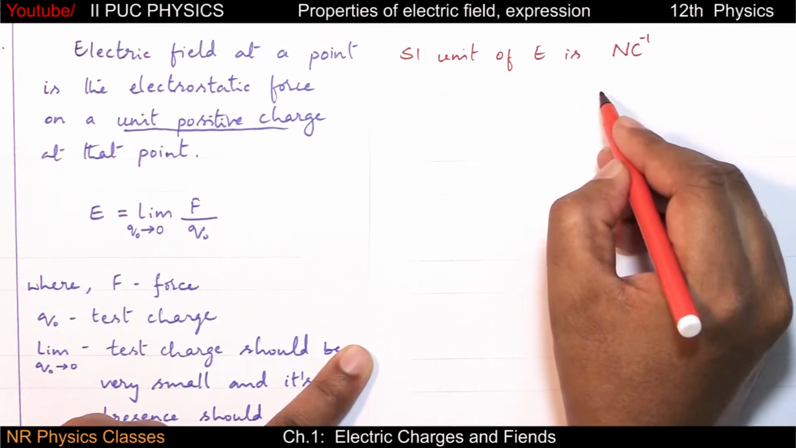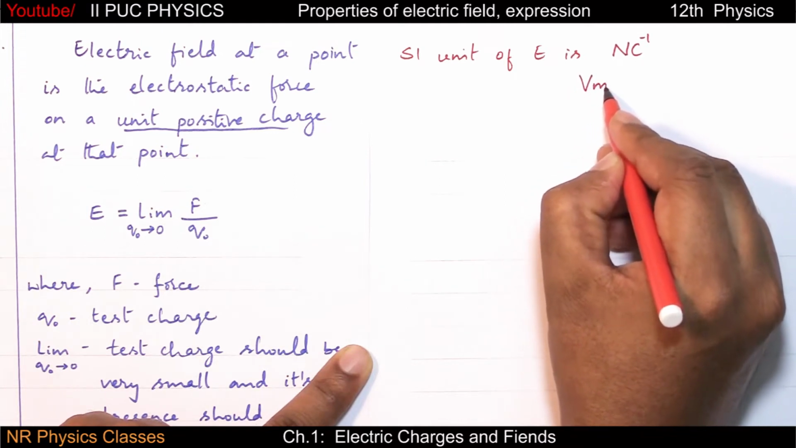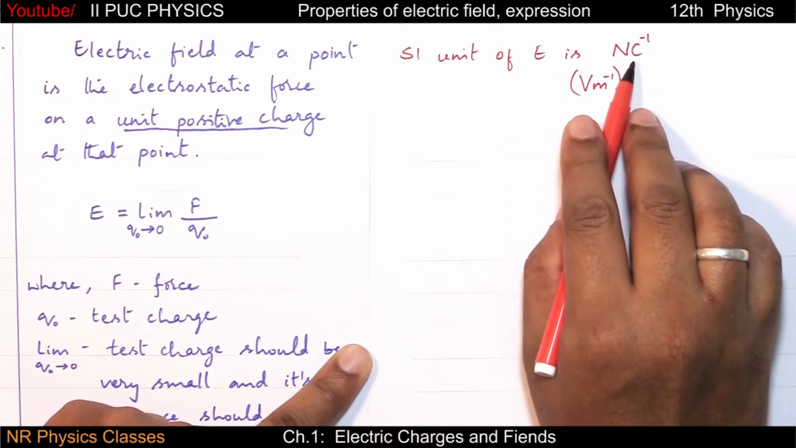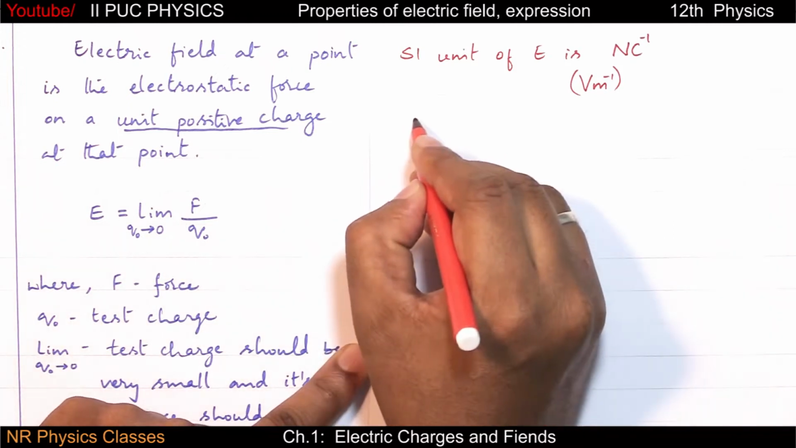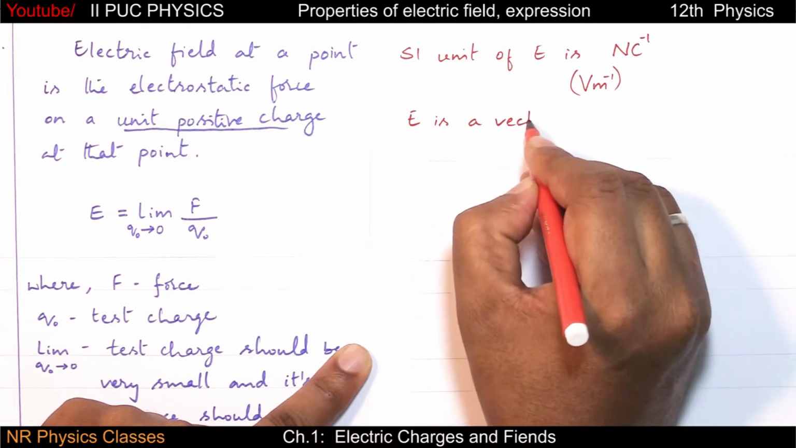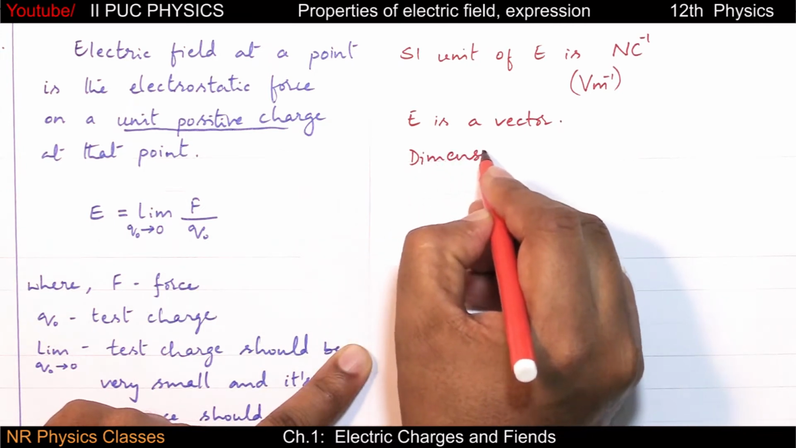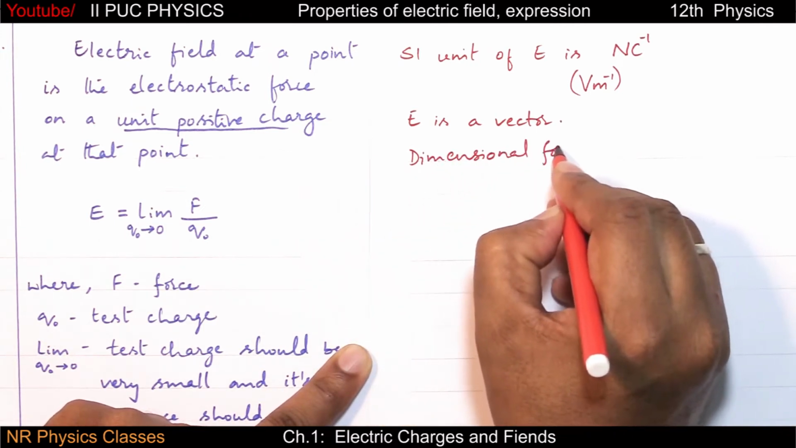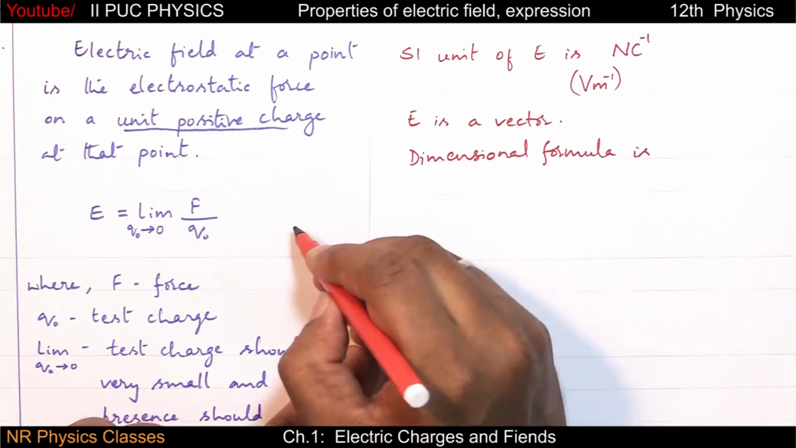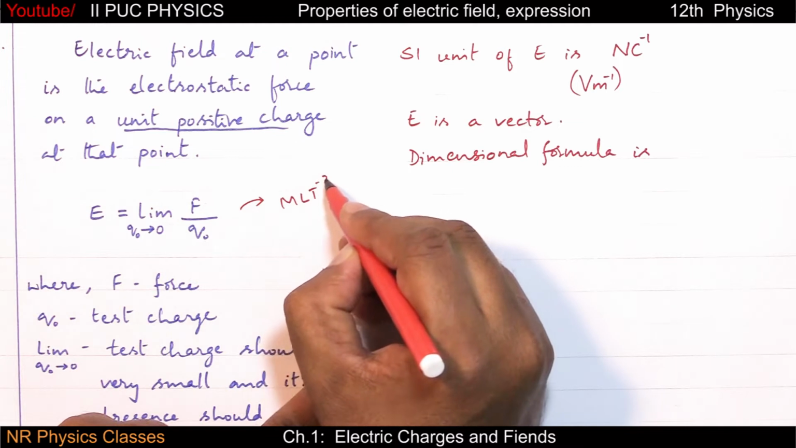There is one more unit, volt per meter. Okay, we will see this later. For the time being, electric field is Newton per Coulomb. Electric field is a vector quantity. Dimensional formula is, this is Newton. Newton is M L T minus 2.